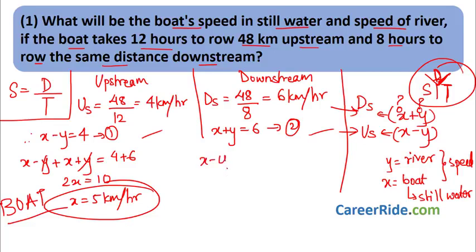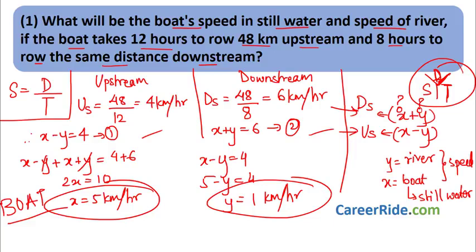What do we get? x minus y equal to 4. 5 minus y equal to 4. y equal to 5 minus 4, 1 kilometer per hour. This is the speed of river. See how easily using dst and just x plus y and x minus y we were able to find the answer. Going to question number 2.